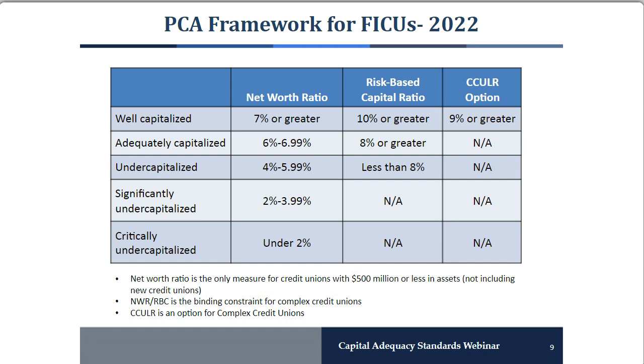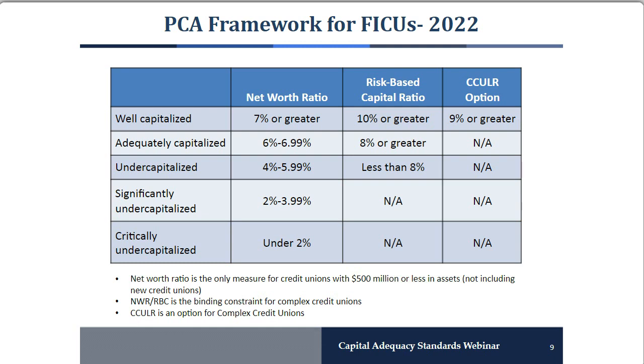Complex credit unions' prompt corrective action capital categories will incorporate the results beginning with the March 31, 2022 call report cycle. While the framework for capital classifications have changed to incorporate RBC and CCULR, it is important to note that the mandatory and discretionary actions based on PCA capital classifications remain the same. These actions are detailed in NCUA rules and regulations starting in Part 702, Section 106.